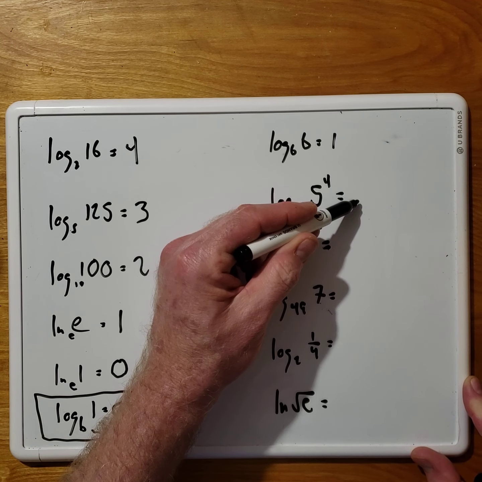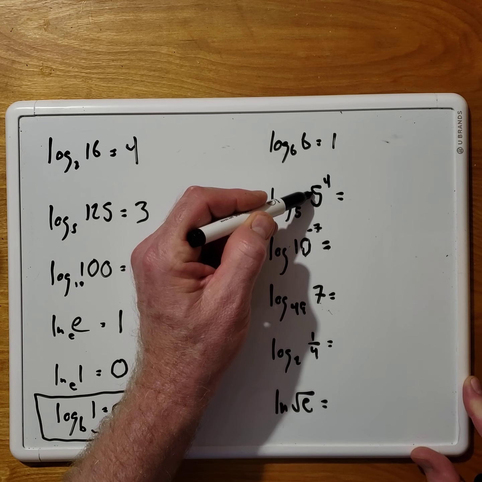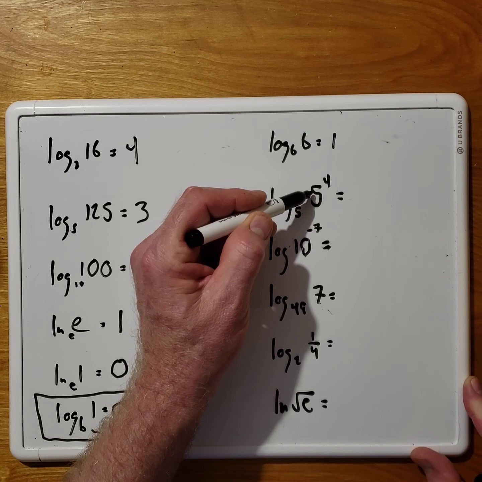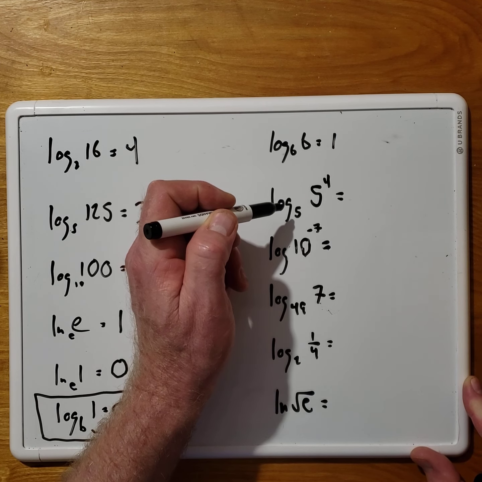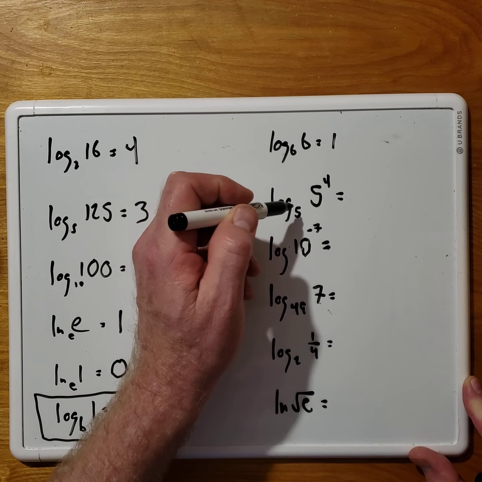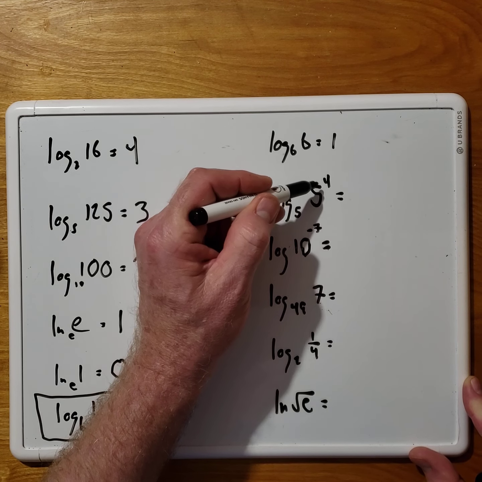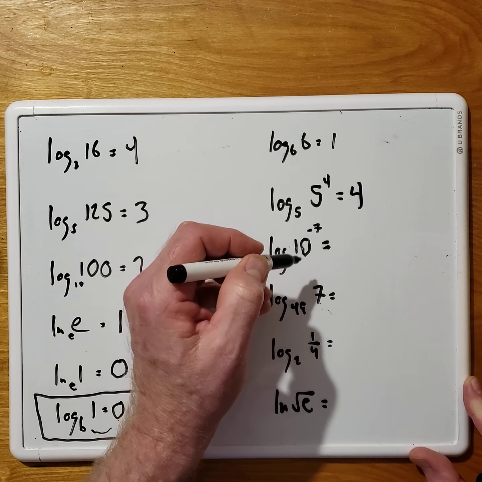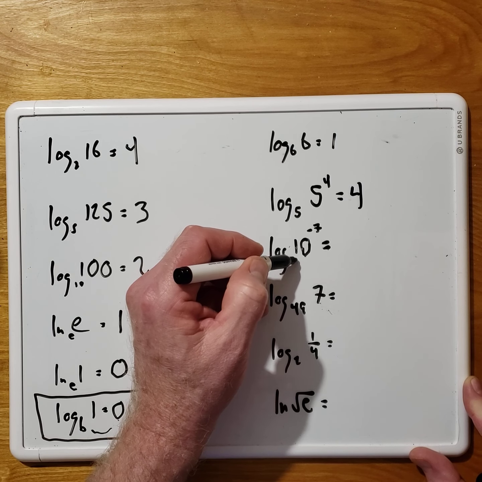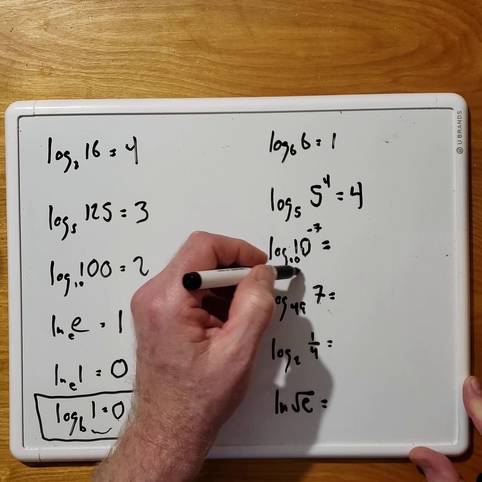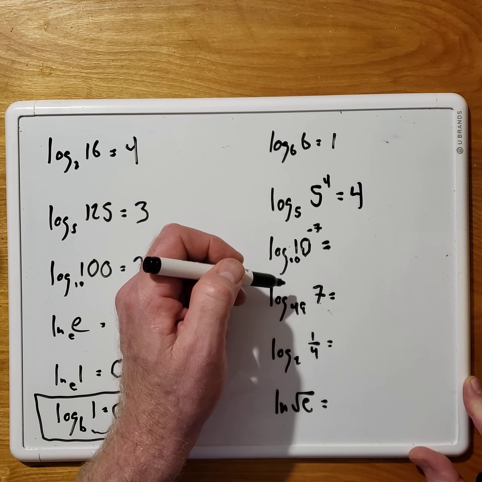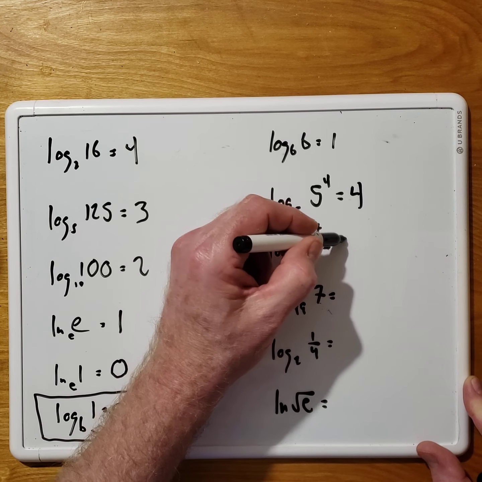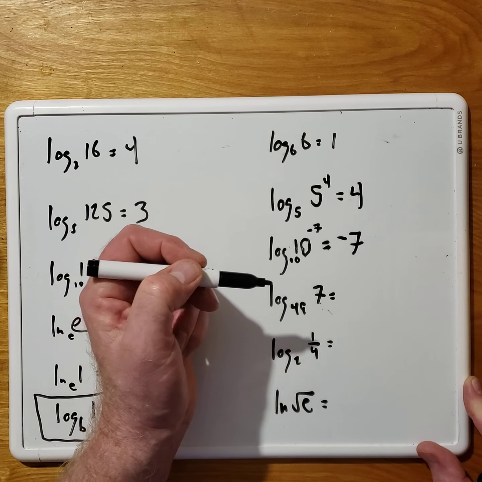5 to what power would be 5 to the 4th power? This is really kind of the easiest one of the bunch. It's just written in a weird way. 5 to what power would be 5 to the 4th power? Of course, it's going to be 4. Here, log with no base means log base 10. 10 to what power would be 10 to the negative 7th power? Almost a trick question because it's so easy.